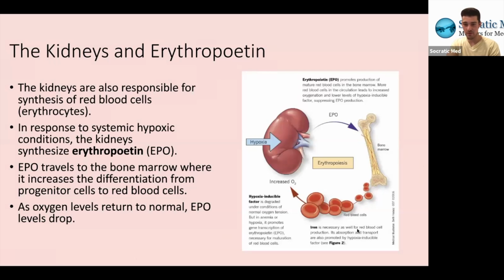Okay, then we're coming to the bone marrow. Iron is necessary as well for red blood cell production. Its absorption and transport are also promoted by hypoxia-inducible factor, obviously because iron is a part of heme, and heme helps us carry oxygen throughout our body. And hypoxia-inducible factor, like we just mentioned up at the top, is degraded under conditions of normal oxygen tension. So in anemia or hypoxia, it promotes gene transcription of erythropoietin necessary for maturation of red blood cells. So basically exactly what we just said, they're just adding that extra step. So when hypoxic conditions are induced, this hormone known as hypoxia-inducible factor increases the transcription of erythropoietin from the kidney.